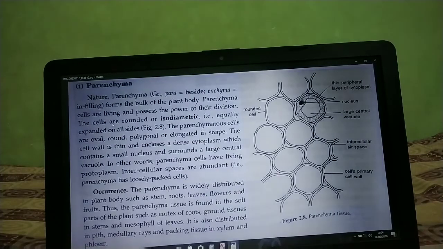Parenchyma is widely distributed in plant bodies such as stem, roots, leaves, flowers and fruits. Thus, the parenchyma tissue is found in the soft parts of the plant such as cortex of roots, ground tissues in stems and mesophyll of leaves. It is also distributed in peel, medullary rays and packing tissue in xylem and phloem. You can see the intercellular space is less. The nucleus is also present here.